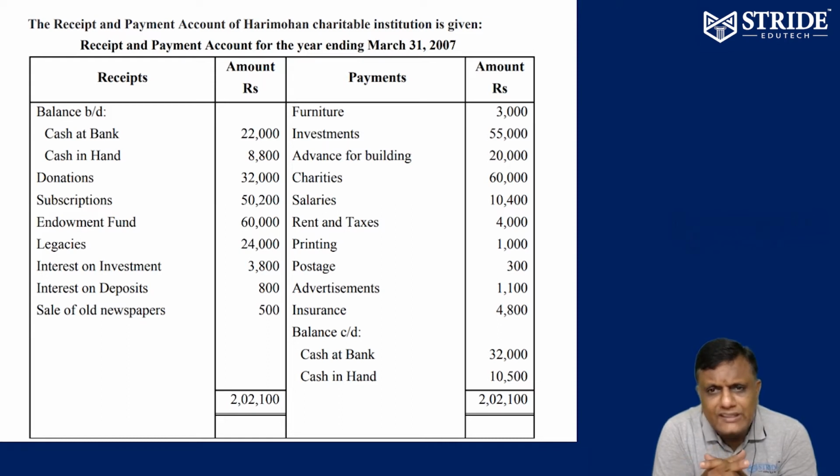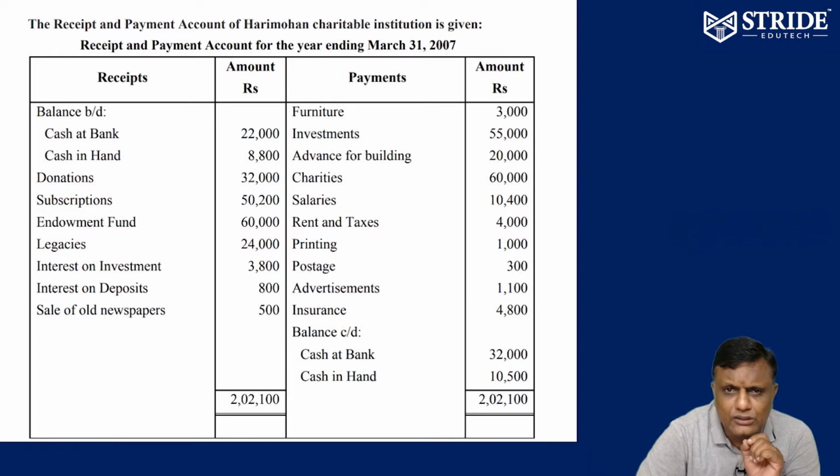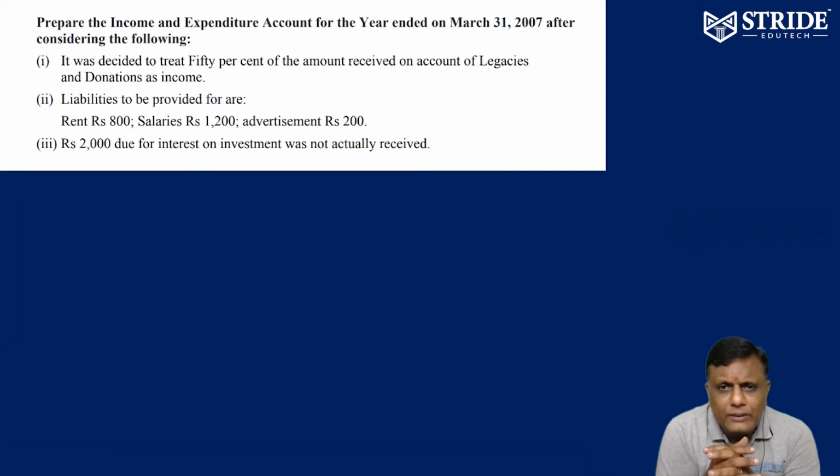So 2,02,000 tally. Right. So this is the receipts and payments account clearly given. From this you have prepared the income and expenditure account for the year ended March 31st, 2007 after considering the following. So you are required to prepare the income and expenditure account, with current year expenditure and current year income to be entered.